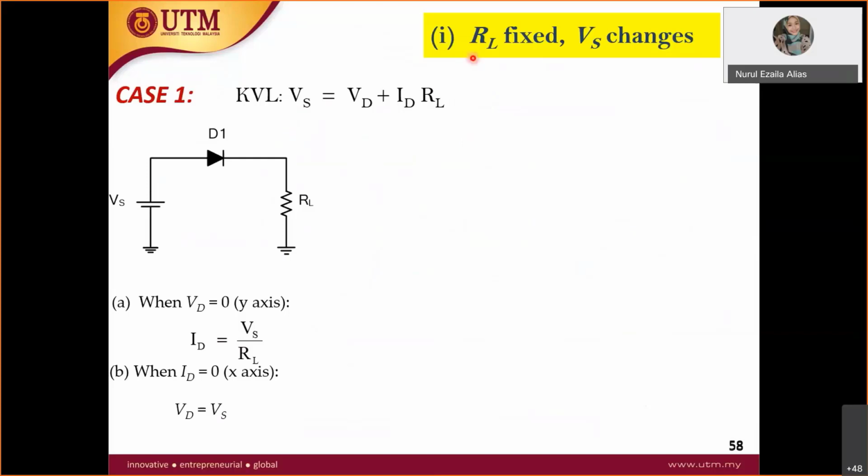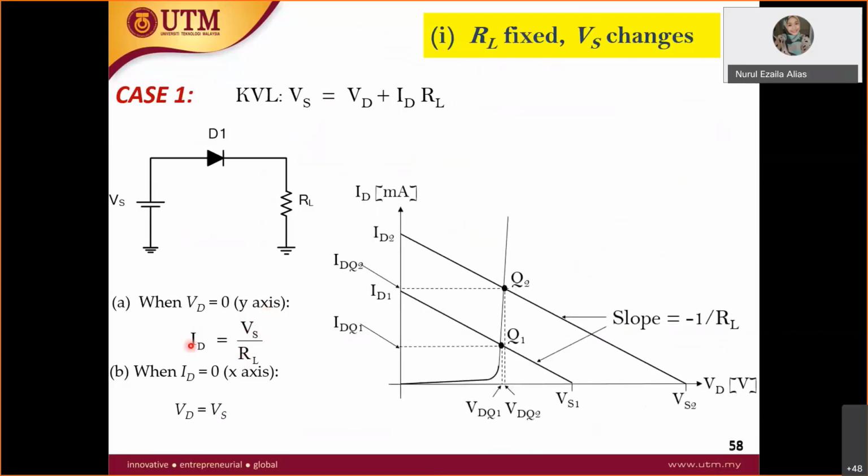So how about when RL is fixed and VS changes? Now RL is a fixed value and VS changes. If VS increases, ID also increases. If VS decreases, ID also decreases. So you can imagine the Q point will shift downward and upward. The slope will not change, but the Q point changes. It moves either downward or upward, depending on the value.